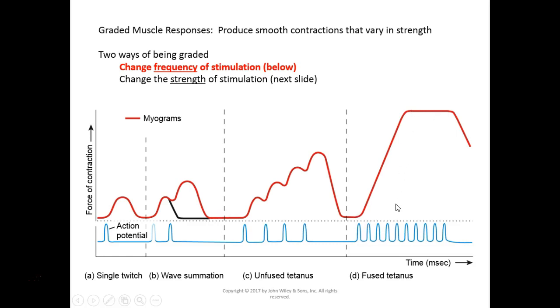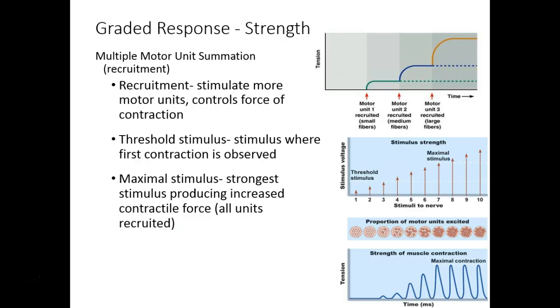And you can see that the faster the action potentials are coming in, the greater that stimulus, the greater that force of contraction, the muscle is not relaxing at all. So you have a much greater force of contraction there with the tetanus.